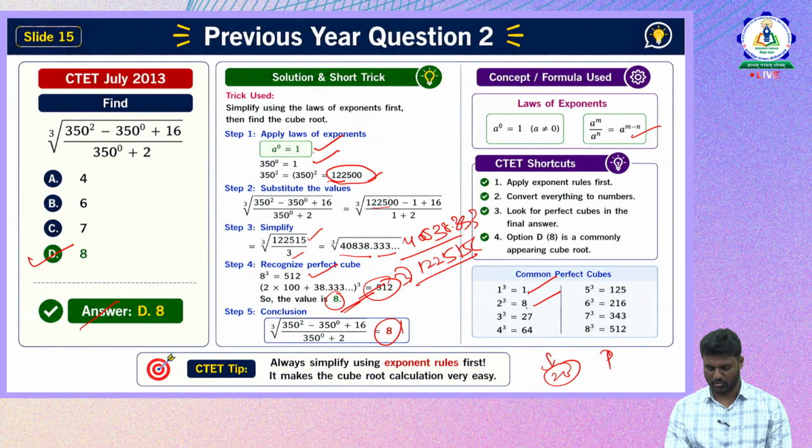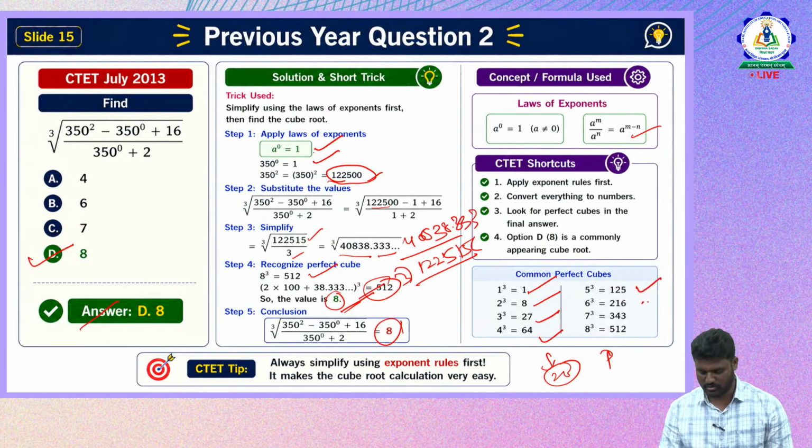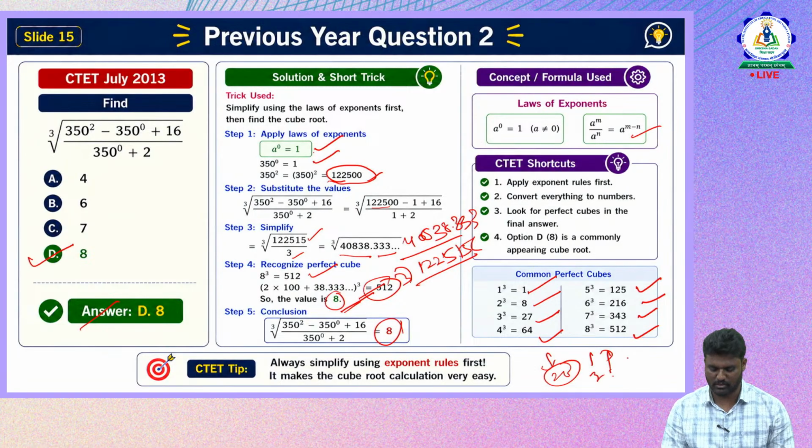So okay, 2 cubed is equal to 8, 3 cubed is equal to 27, 4 cubed is equal to 64, and 5 cubed is equal to 125, and 6 cubed is equal to 216, 7 cubed is equal to 343, 8 cubed is equal to 512. So till 20 if you try to remember, it will be easy to solve.